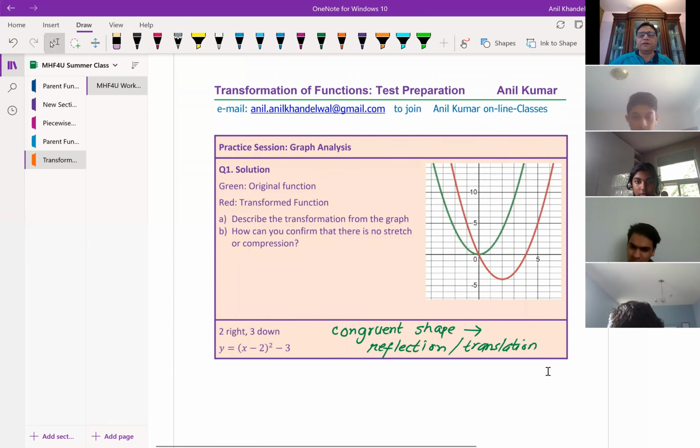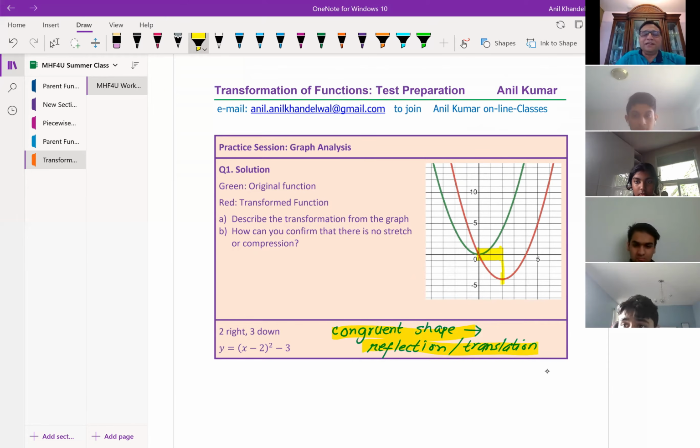And the key point here is to understand that if they are congruent, that means only reflections and translations have taken place, no stretches and compression. So you only look for how does it move, right? You could move 2 right and 4 down or the other way. Either way, you will get your equation, correct?